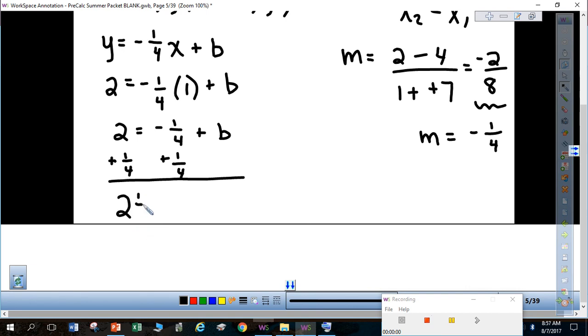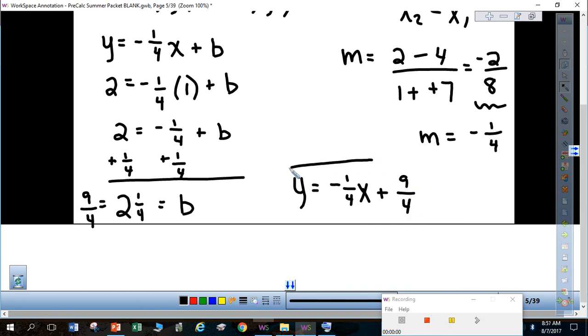So our value for b, which is the y-intercept, is 2 and 1/4, or as an improper fraction, that would be 9/4. So we can put these pieces back together. Our slope is negative 1/4. We already know. Our y-intercept, I'm just going to keep it as an improper fraction, 9/4. And that will be our final answer for the slope-intercept form.